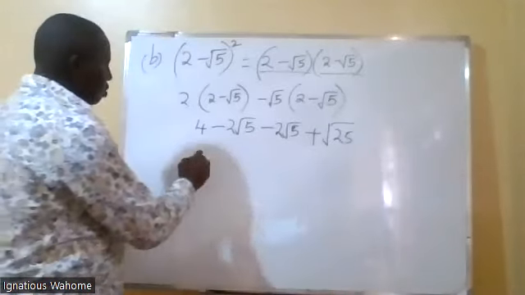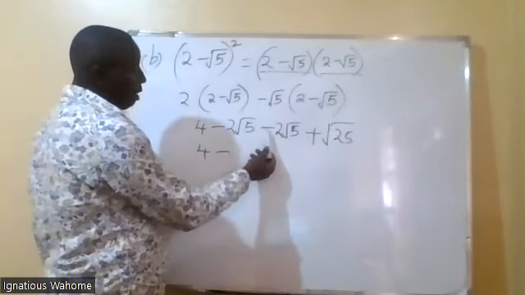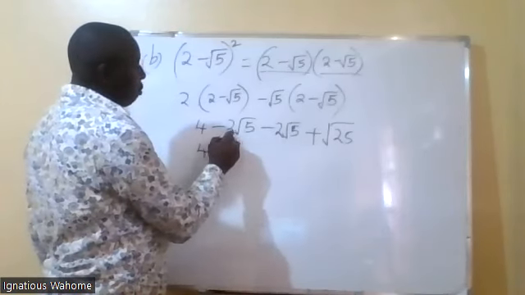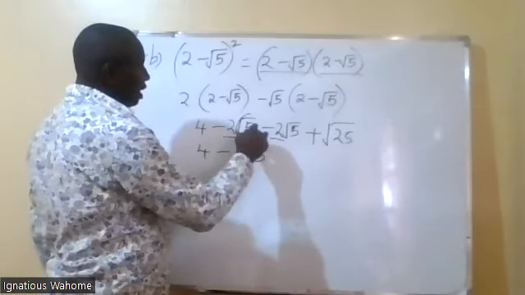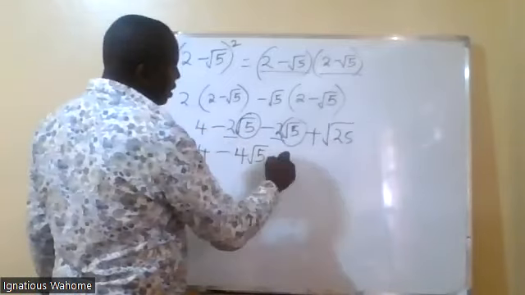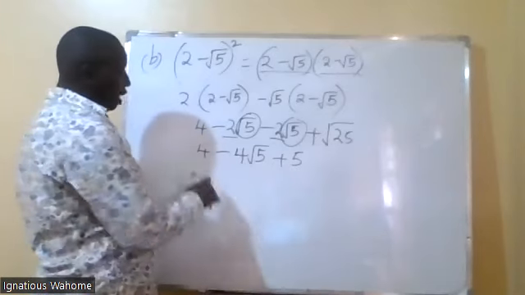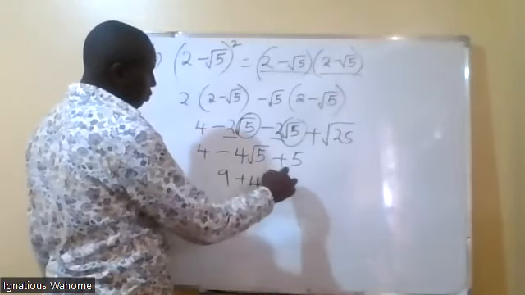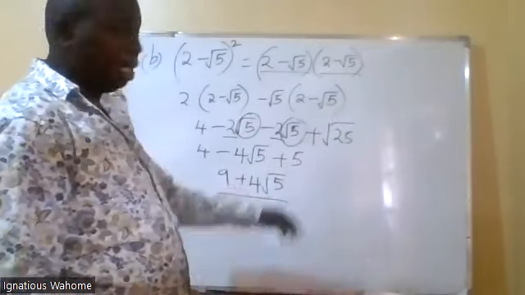So therefore, we get 4 minus 2 root 5 minus 2 root 5. Minus 2 minus 2 is minus 4 root 5, because the number under the root is the same. Then plus 5. So we get 4 plus 5, which is 9. 9 minus 4 root 5 is the answer.